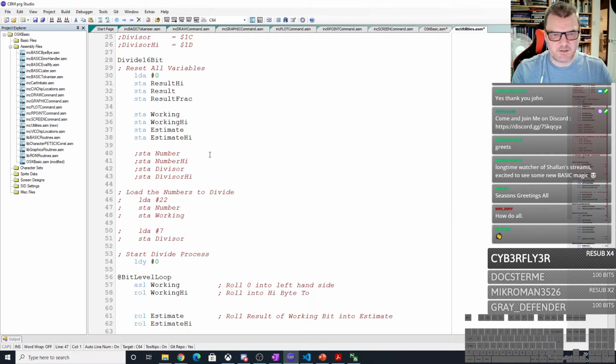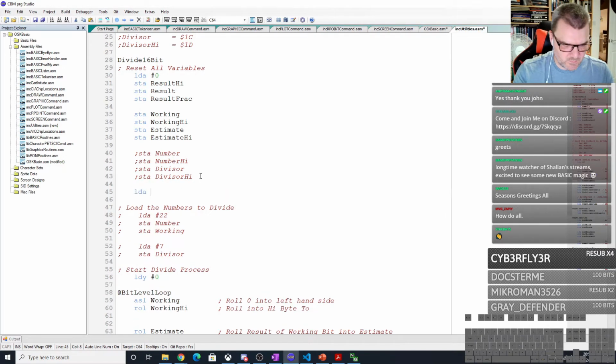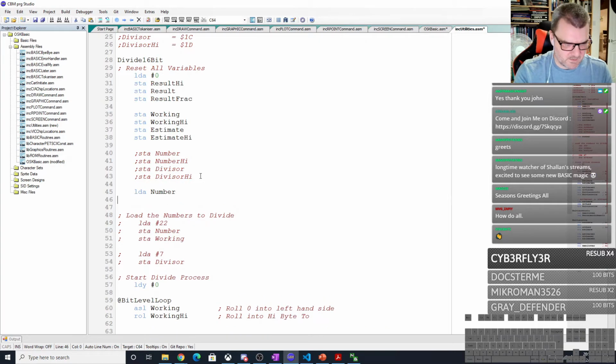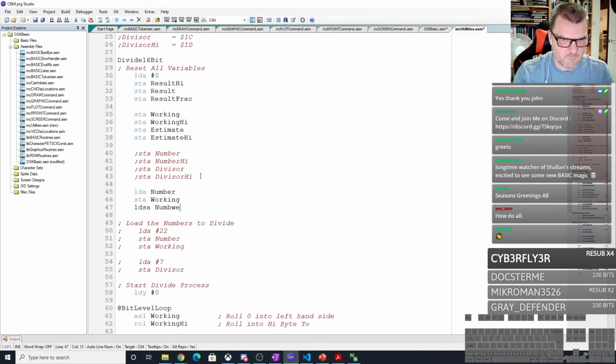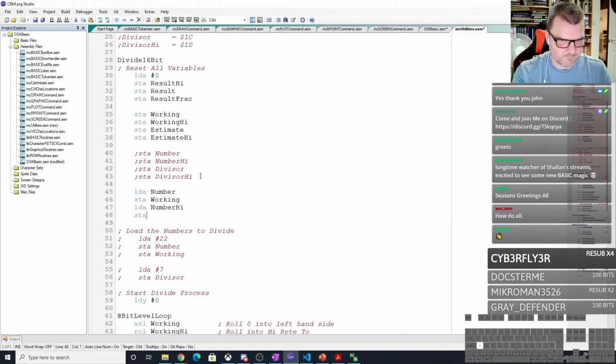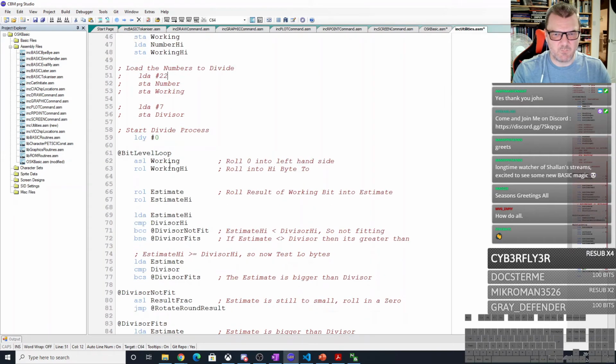So the example is store the number in working. So straight away we need to do LDA number, store it in working. Oh, it's number high. So that's basically setting up, which is what we do here, and then we run through the divider.